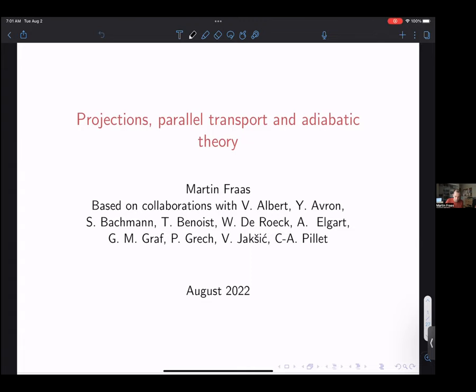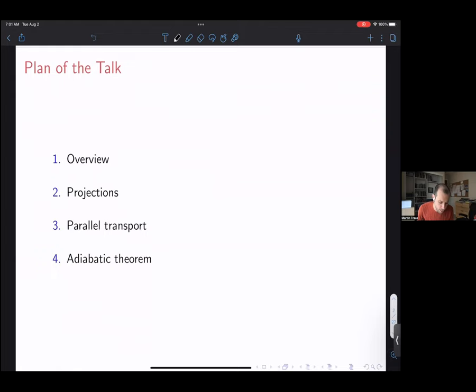So what is the plan of the talk? There will be a very short overview of what I'm going to talk about, and then one part about projections, one part about parallel transport, and one part about the adiabatic theorem.